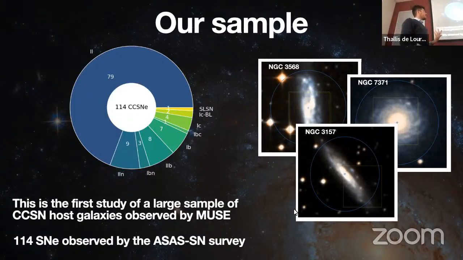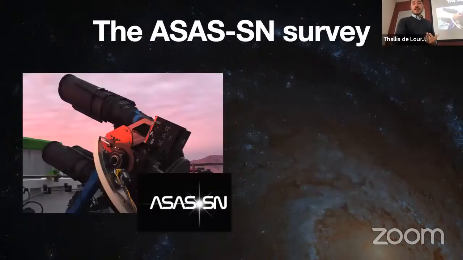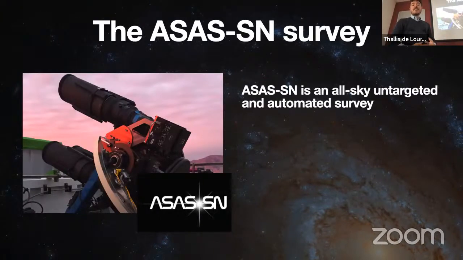And another important property of this project is that all the supernovae were discovered by the ASAS-SN survey, which I'm going to talk about a bit now. The ASAS-SN survey is the All-Sky Automated Survey. They have 5 units now around the world, in the US, in Chile, in South Africa, and in China. And this allows the survey to be always monitoring the night sky.